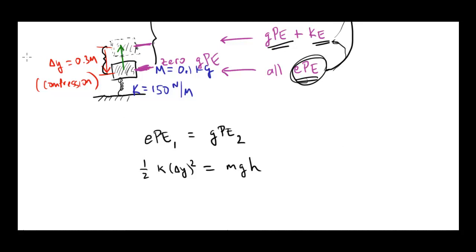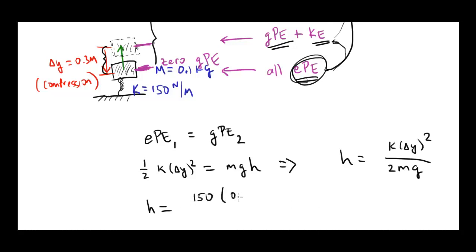And what am I looking for? Well, I'm looking for h, so I can go ahead and just isolate h. So I'll write that over here. I'll say h is what? It's going to be k times delta y squared over 2 times mg. And I've got all these numbers, so I'll continue down here. h is going to be 150 times 0.3 squared divided by 2 times 0.1 times 9.8. Do that out and you should get something like 6.9 meters.